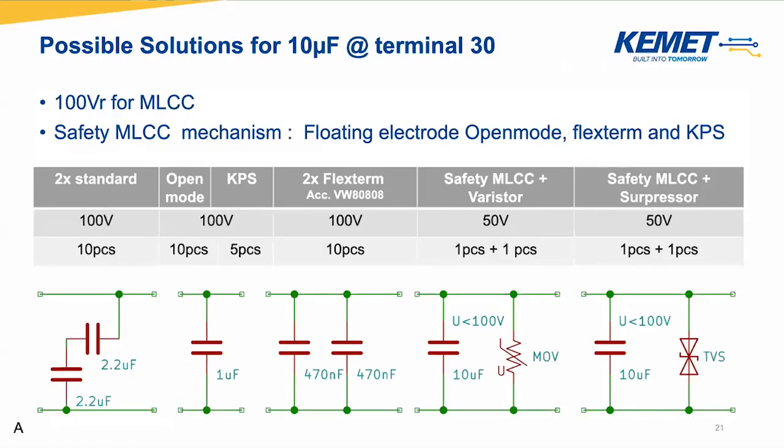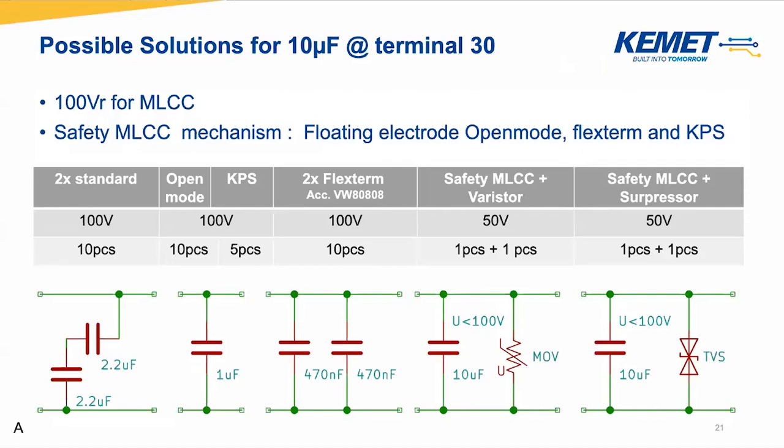So what are the possible solutions? If you need, for example, 10 microfarad at terminal 30, you have to use 100 volt rated MLCCs. And of course they require a safety mechanism, so that means the typical flex term, open mode, with the keywords floating electrode and KPS.